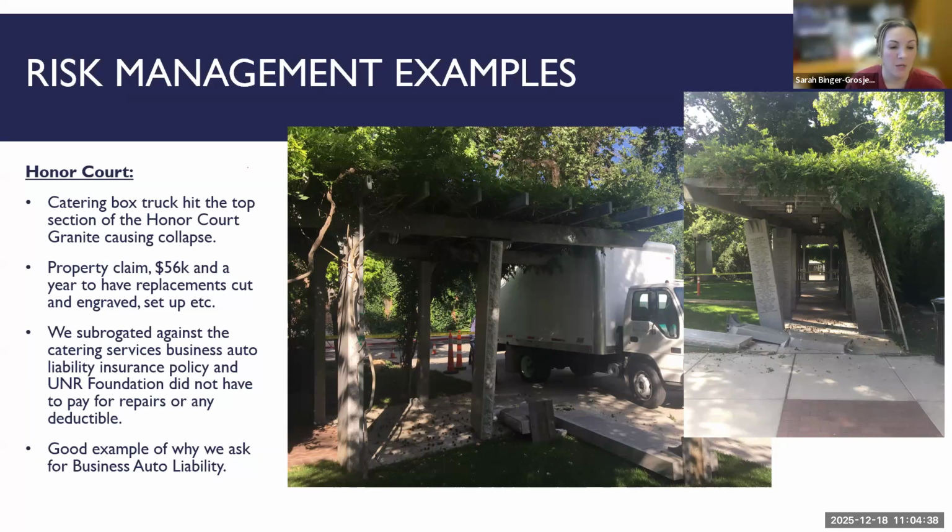and set up again. So because we had insurance for the catering services company, we were able to subrogate against their auto liability policy, and the UNR Foundation didn't have to pay any repairs or any deductible. So this is a good example of why we request and require business auto liability insurance.